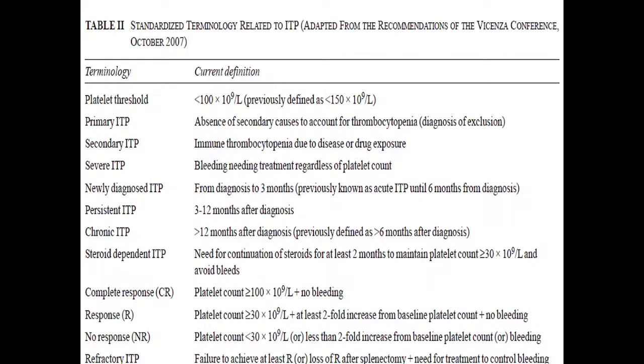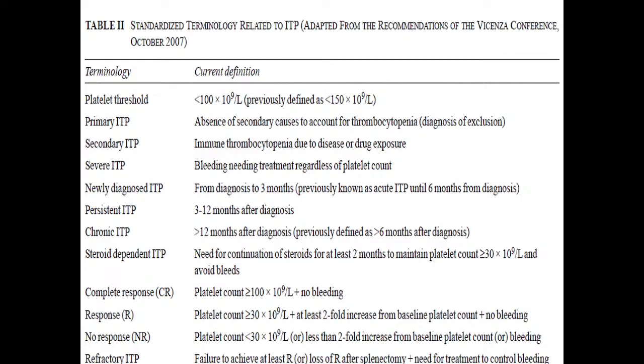Steroid dependent ITP means once we decrease the steroid dose, the thrombocytopenia starts again, and then we increase the dose, and again it responds. Complete response means more than 1 lakh platelets with no bleeding. Response is defined as more than 30,000 platelets plus at least a 2-fold increase from baseline and no bleeding; then it is a response, not complete, but a response. No response if less than 30,000, or less than 2-fold increase, or bleeding, any one of these.